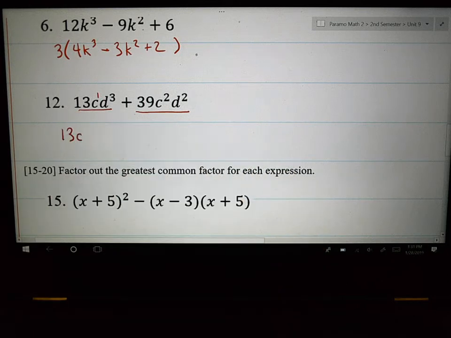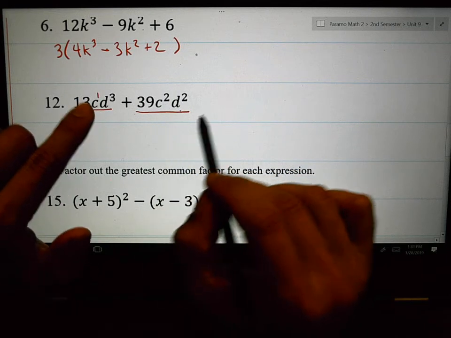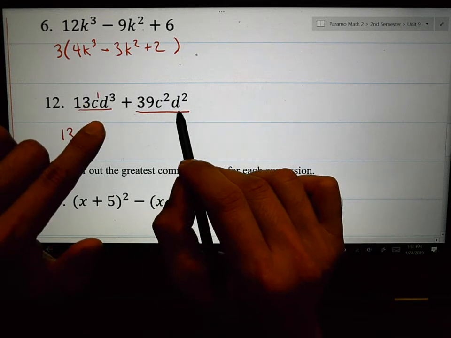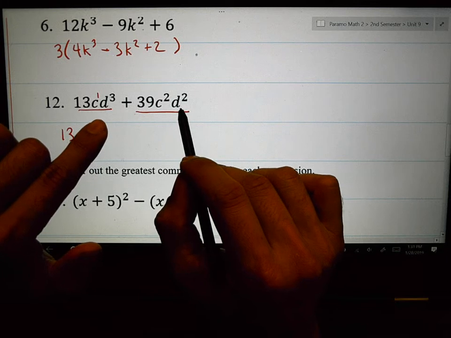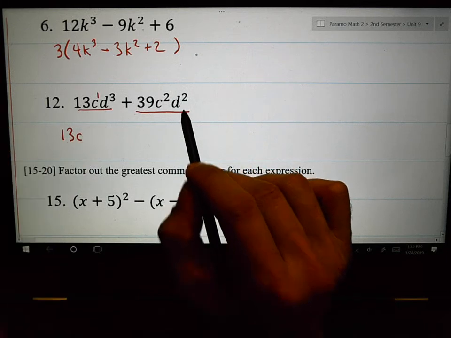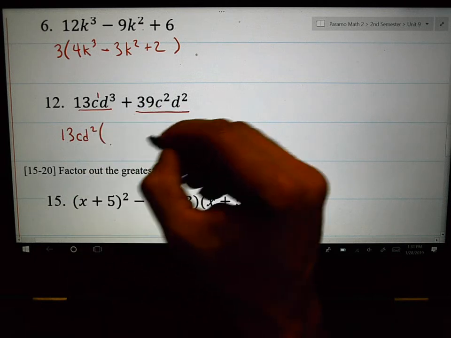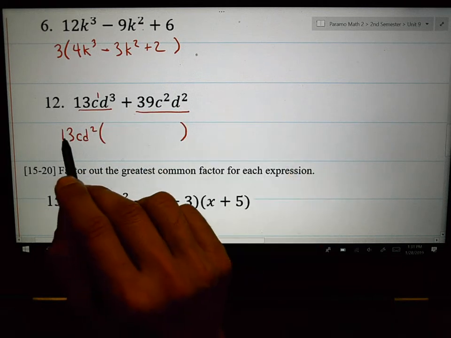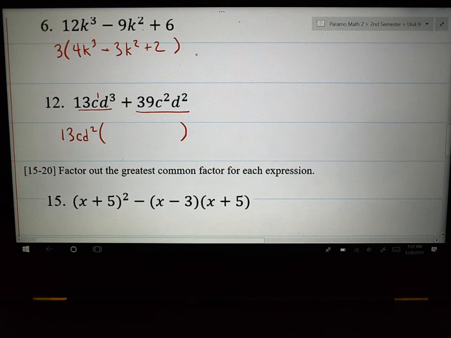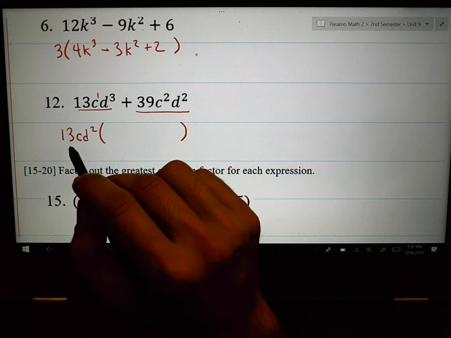That's how I do it. I look at the d's. They both have d's. This has 3, this has 2. In common, they both have at least this in common. They both share at least d squared. Your GCF is 13cd squared. Super interesting GCF. It's what happens when they use bigger variables. And let's just go from there.